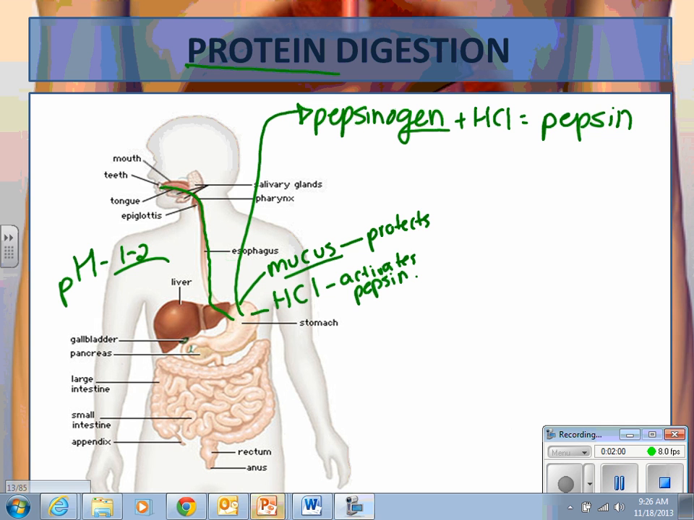Now pepsin is an active enzyme that can start to break down proteins. Pepsin has that name because it breaks down peptide bonds, right? Peptide bonds are the bonds between amino acids that hold a protein together. Pepsin begins to break those down.